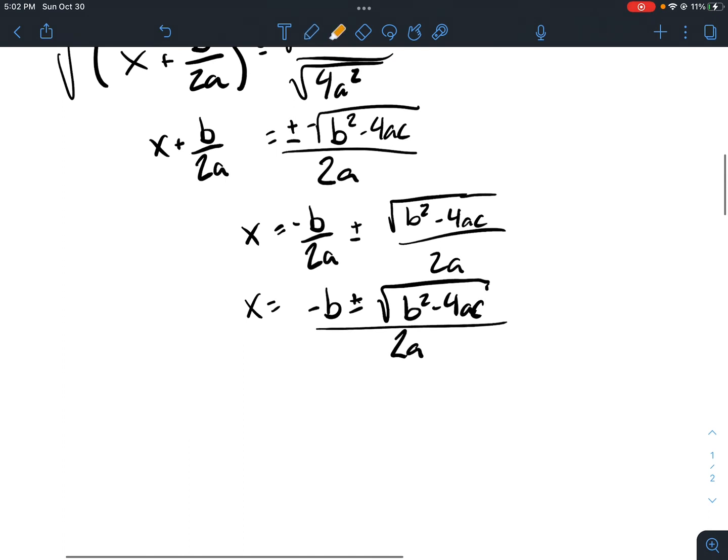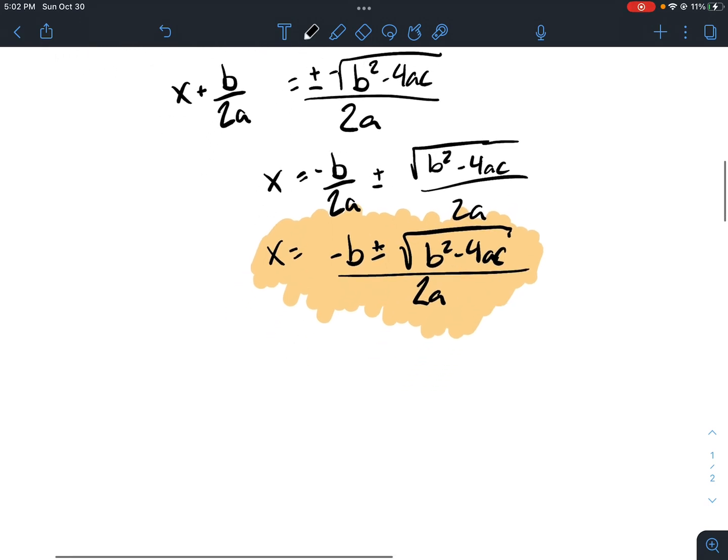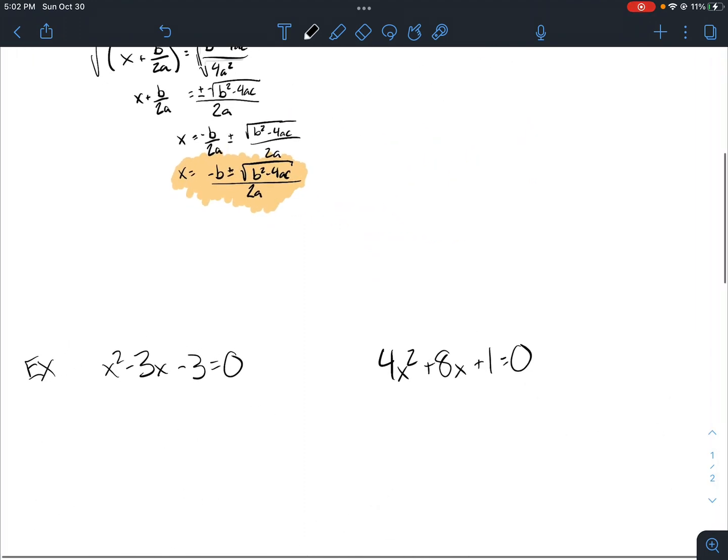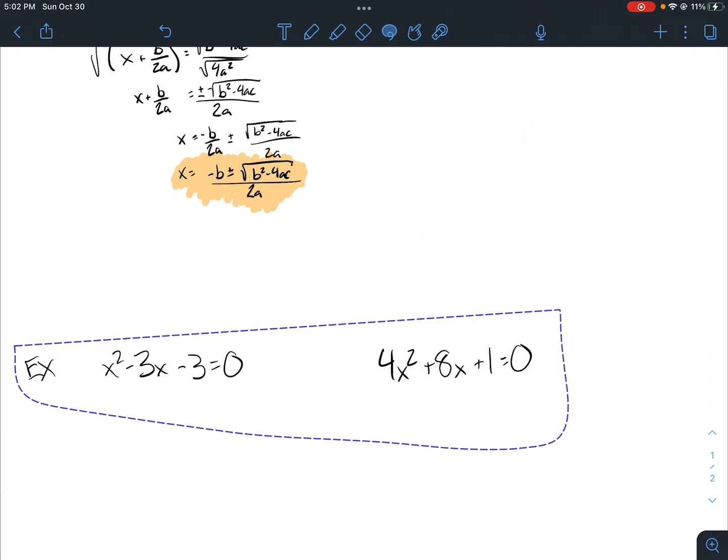If you have not seen it before or used it before, I know I got a few questions about it last week, but this is the quadratic formula. And basically what it allows us to do is, anytime we come across a quadratic and we don't know how to factor it, we can plug the elements into this formula and it'll spit out our x values.